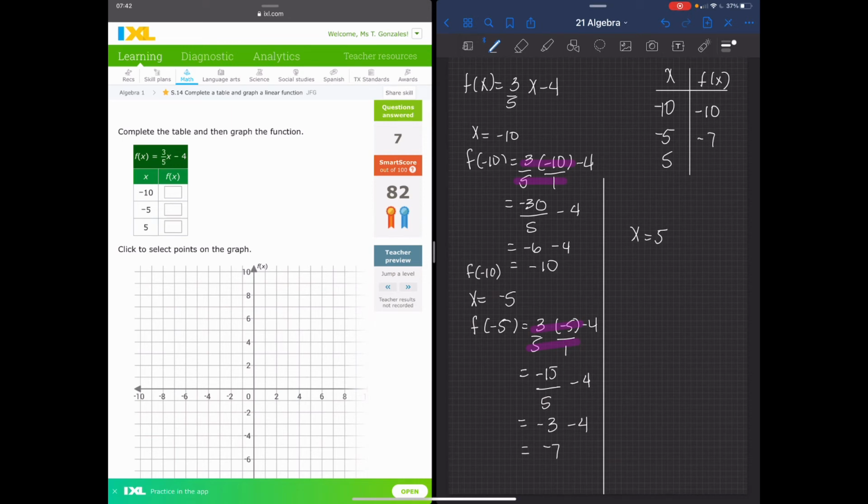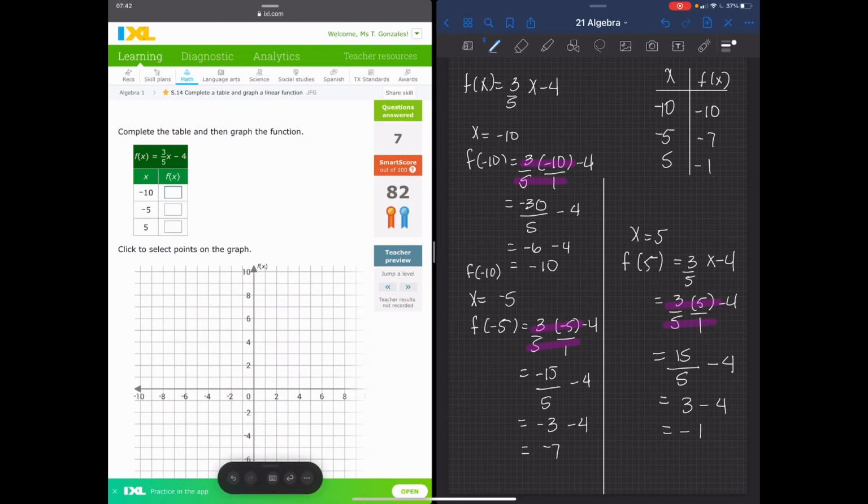And then last, x equals 5. So f of 5 equals 3/5 x minus 4. So I get 3/5 times 5 minus 4. Multiply fractions going across. The 5 has a 1 underneath it. So 3 times 5 is 15. 5 times 1 is 5. Bring down the negative 4. 15 divided by 5 is 3. 3 minus 4 equals negative 1.